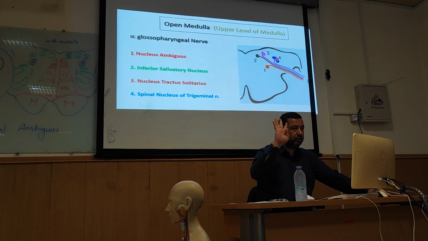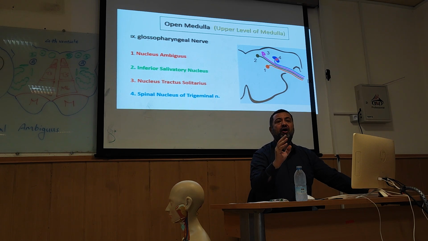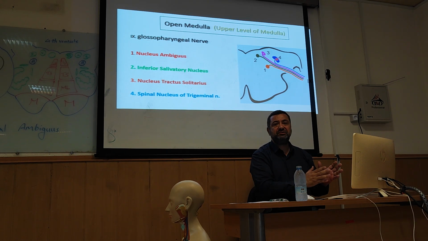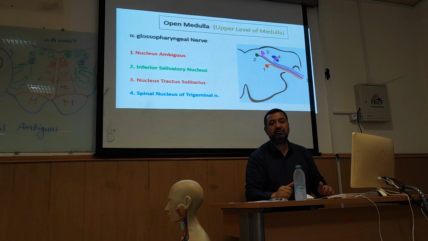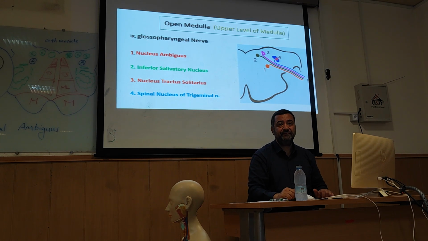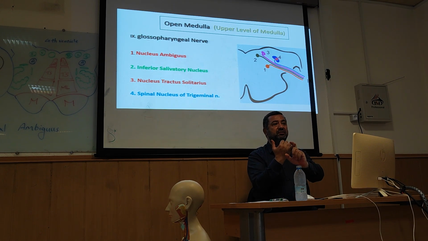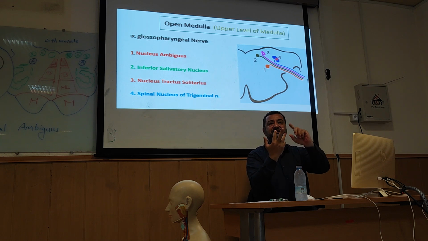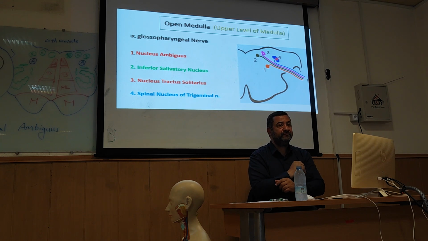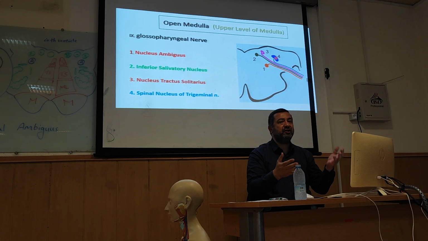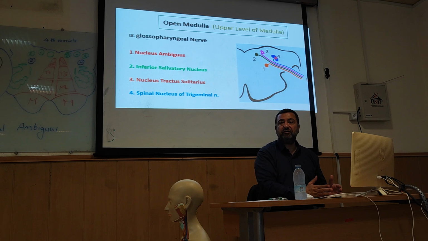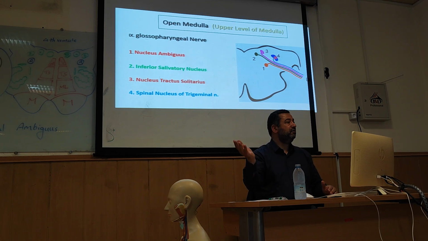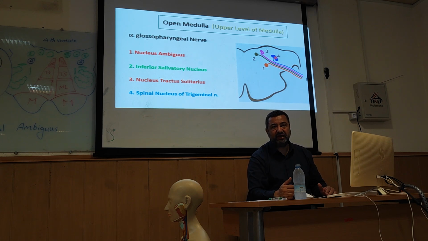Vagus has 4 nuclei. Glossopharyngeal has 4 nuclei. How many nuclei are common between vagus and glossopharyngeal? 3: ambiguus, solitarius, and spinal nucleus of the trigeminal nerve. What's the difference between glossopharyngeal and vagus? The parasympathetic nucleus. In the glossopharyngeal there is inferior salivatory, and in the vagus there is the dorsal nucleus. Is it clear? Yes.